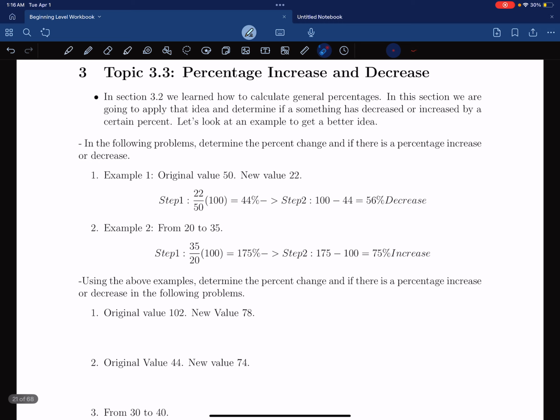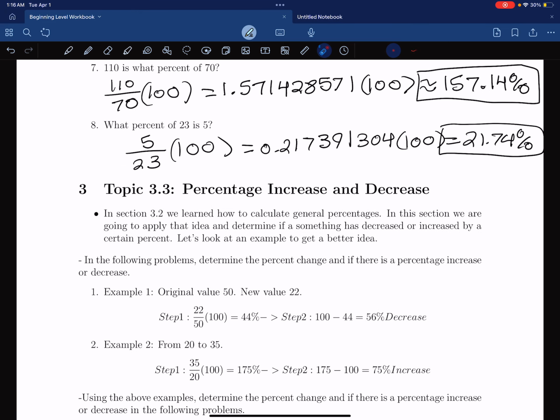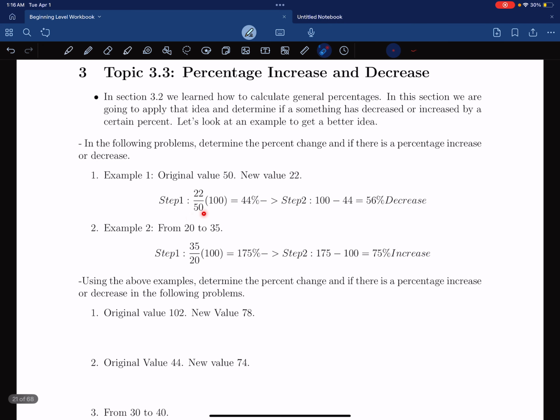So in these following problems, we determine what the percent change is, and whether there's a percentage increase or decrease. If we're given an original value of 50 and a new value of 22, we're going to use that same formula we were using in section 3.2. We take the original value 50 and put it in the denominator, and the new value 22 goes in the numerator. So we do 22 divided by 50, and multiply that by 100. Now that gets you 44%.